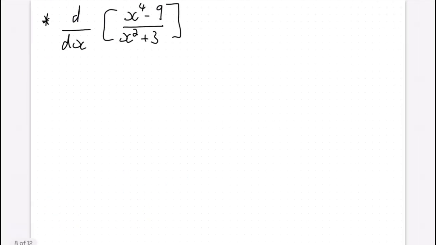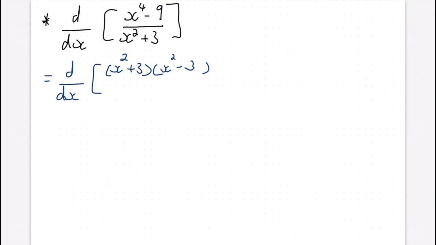So if you're given d over dx of x to the 4 minus 9 over x squared plus 3, well, I'll try to simplify this fraction, right? And as I do that, I'm going to keep writing d over dx because it's an instruction to derive and I haven't started deriving. And so I'll put here x squared plus 3, x squared minus 3. This is because that's a difference of two squares there. If you ever struggle with factorizing using the difference of two squares method, we have a video up on that.